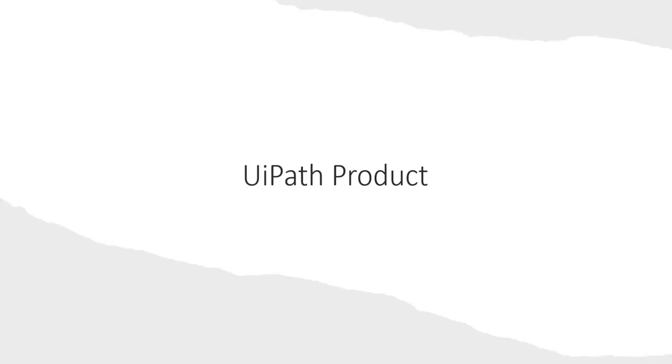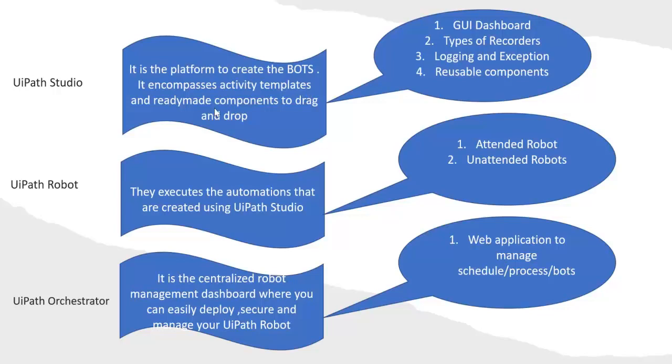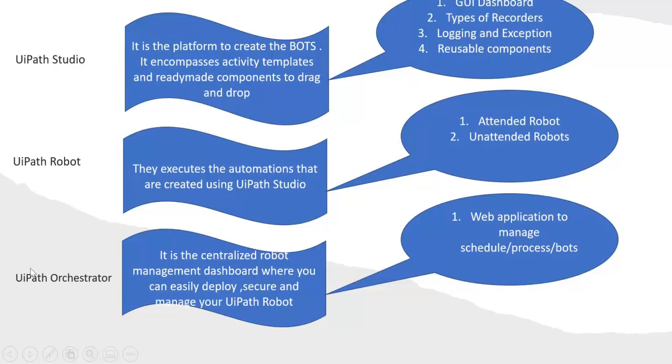Today we will look into the UiPath products and get familiarized with the product. Okay, we have UiPath Studio, UiPath Robot, UiPath Orchestrator. Okay, and UiPath Studio, it is a platform to create the bots, and it is a GUI dashboard. We have different types of recorders, logging and exception handling is possible, and reusable components. So these are the main components we see in UiPath Studio.